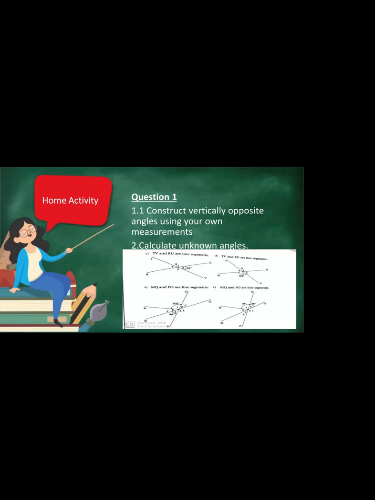Okay, so our home activity for today, number 1.1, you will construct your own vertically opposite angles using your protractor. Now guys, with your own measurements, please don't forget to do your home activity. And then number 2, you will calculate the unknown angles. And then the home activity ends right here.